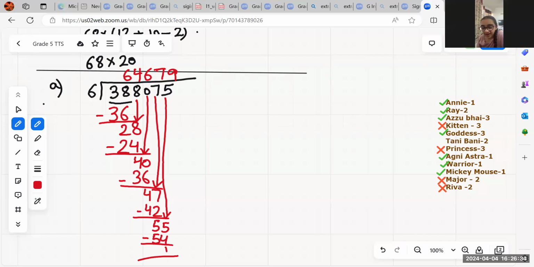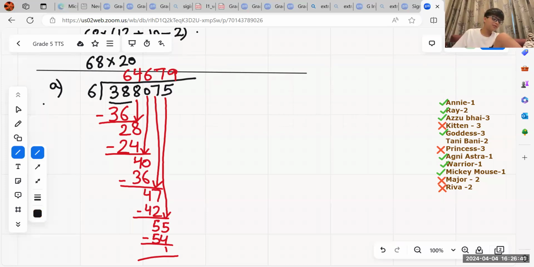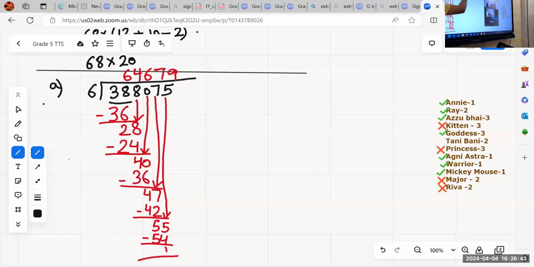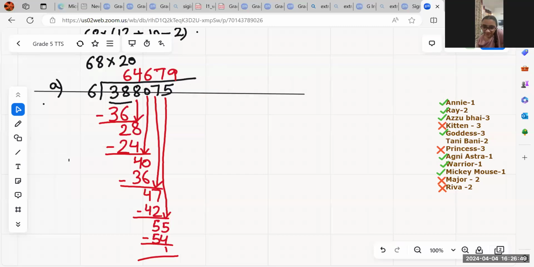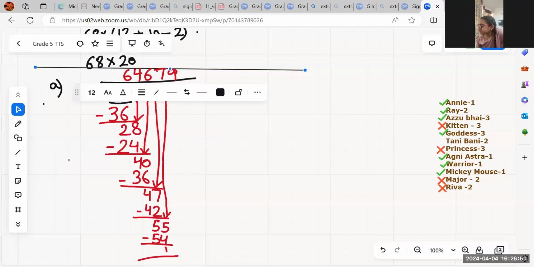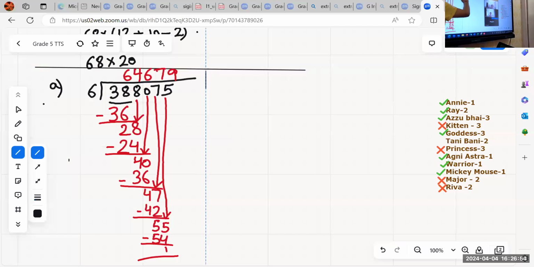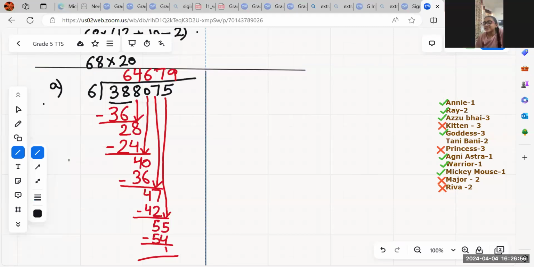Sir, I made the remainder 0. Ketan, where was your mistake? Sir, 40. My 42 was wrong. 42 was wrong. Yes, sir. I wrote 6.